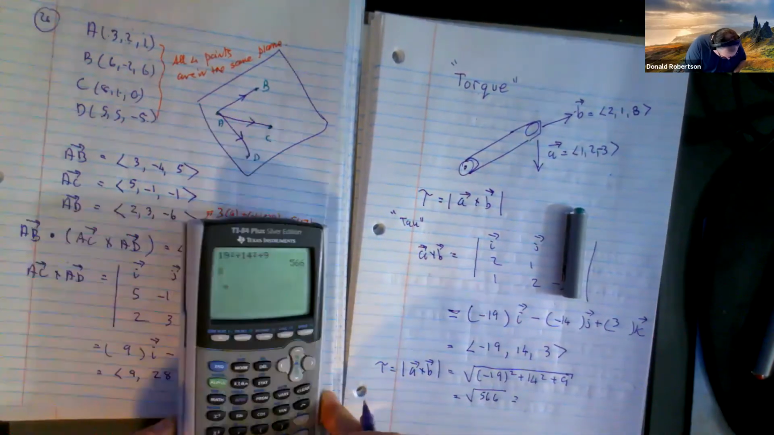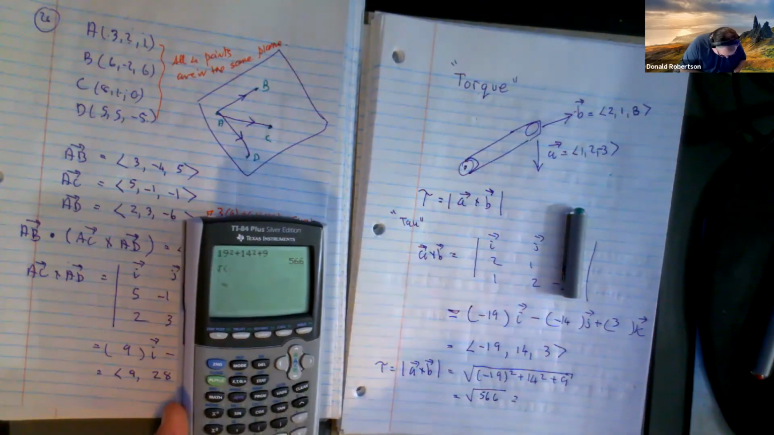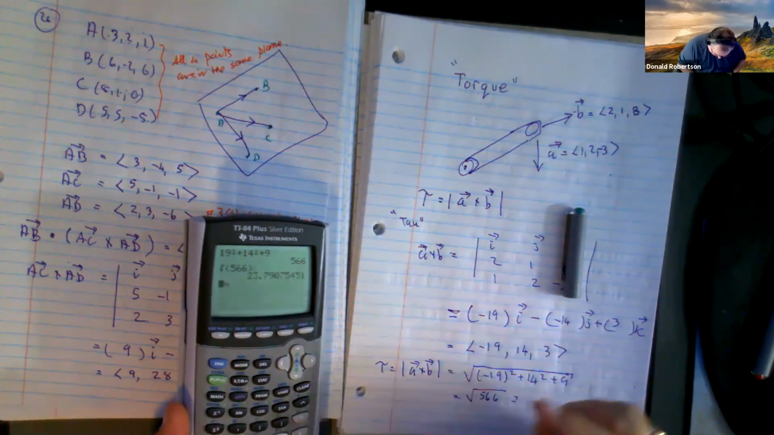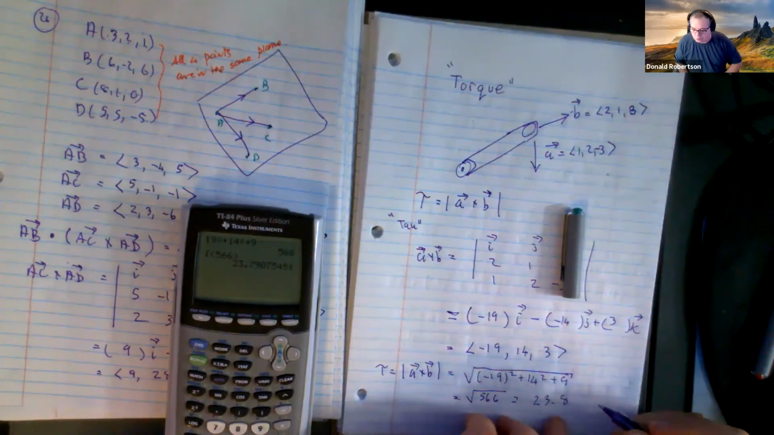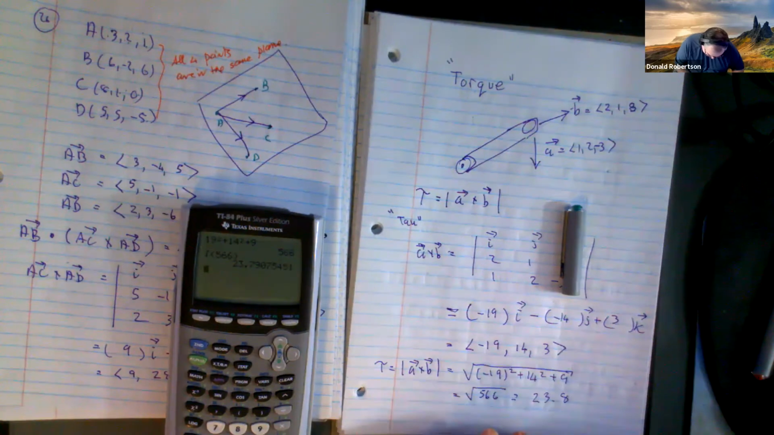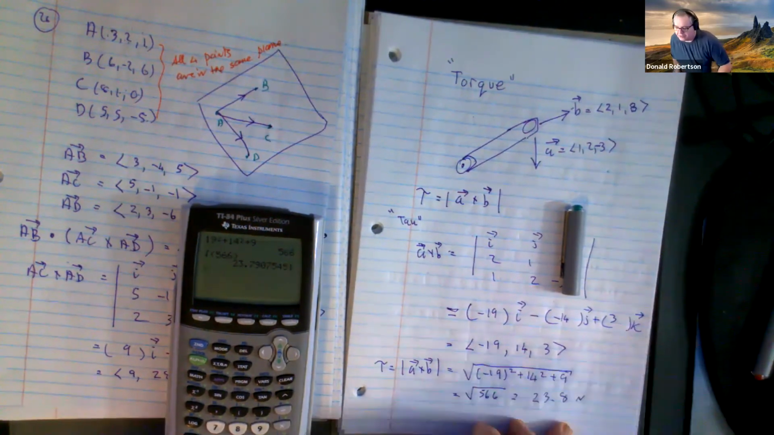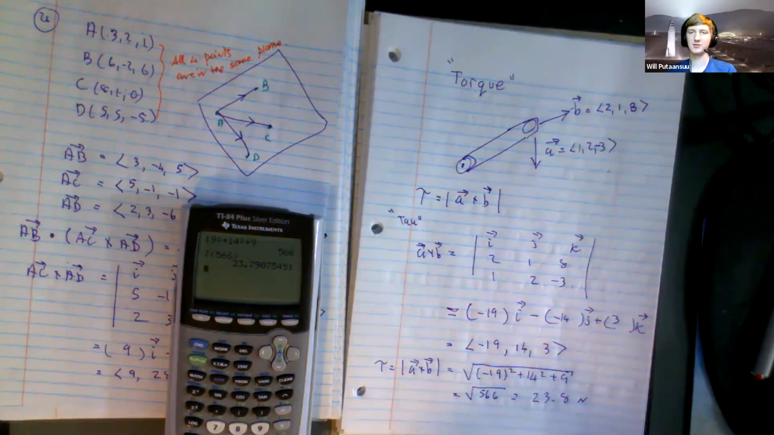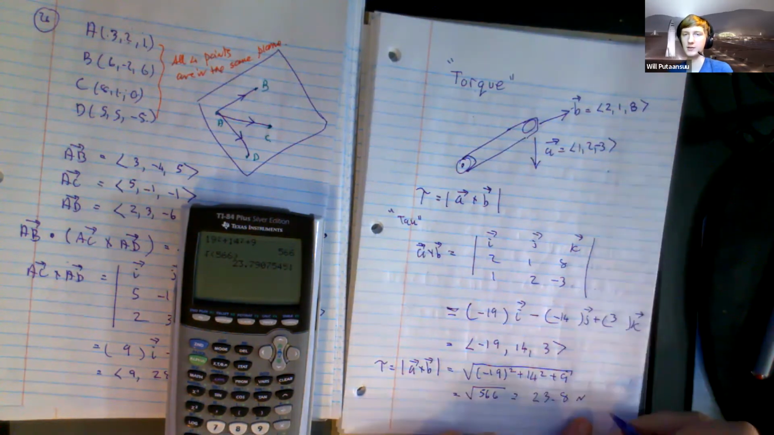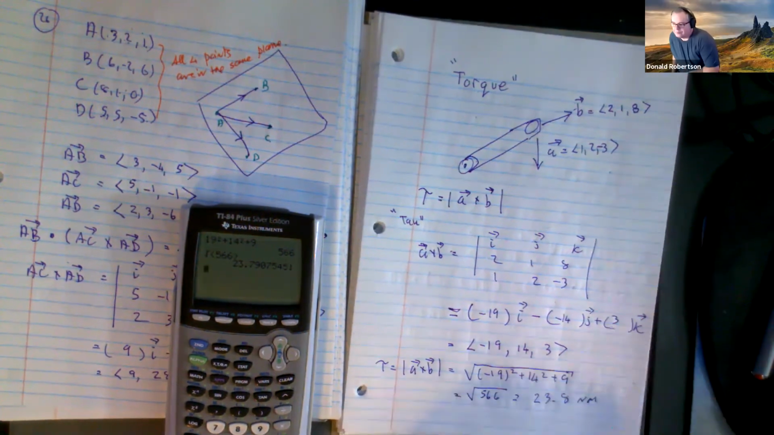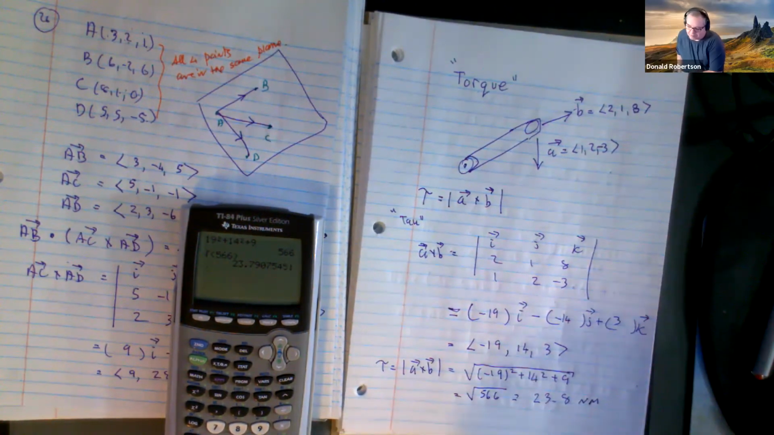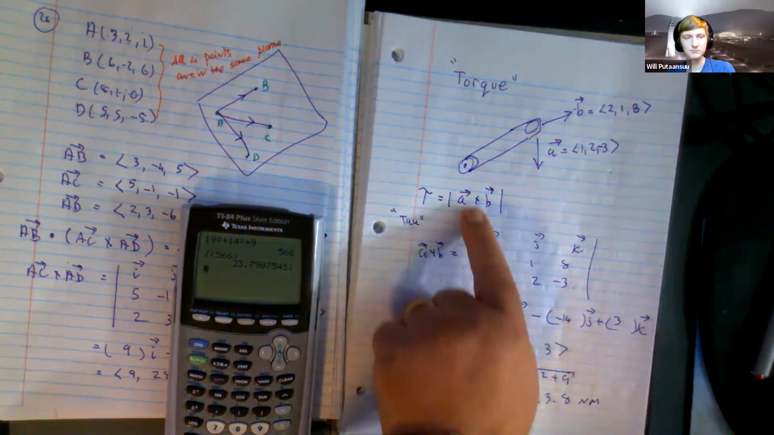And since we're engineers, the answer is 23.8. I have no idea what the units of torque are, but they're probably a force unit, so I'll say it's newtons. It's a force and length. Force unit times a length unit. So if you're working in metric, it'd be Newton meters. If you're working in imperial, it'd be foot pounds. So it'd be 23.8 Newton meters would be the torque that is going on down here.